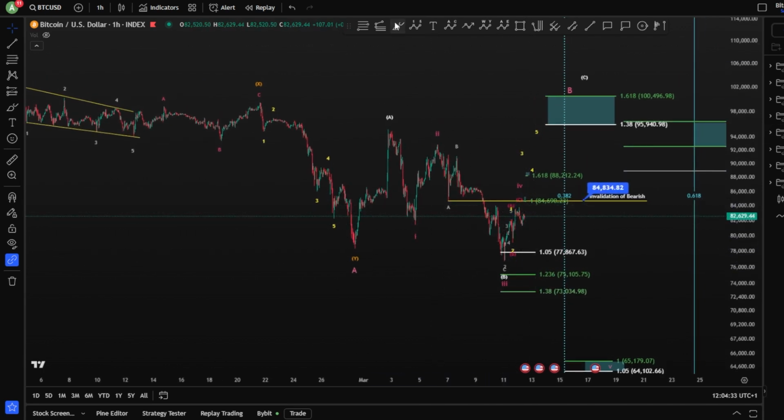So trade safe, I would say, if you're not in, and of course, no financial advice. Wait for an answer for Bitcoin and then make a decision for a trade.